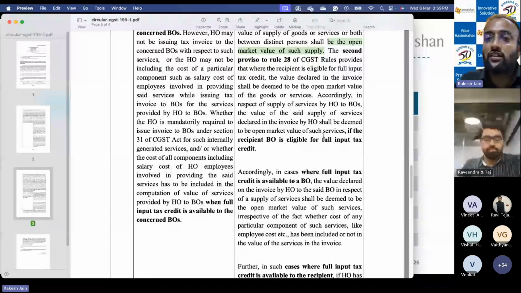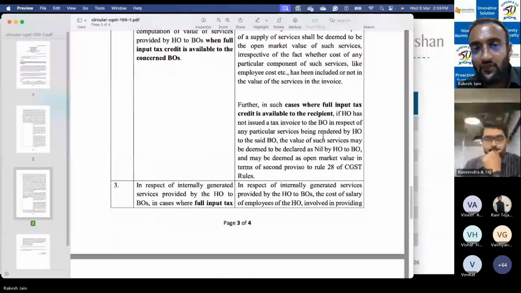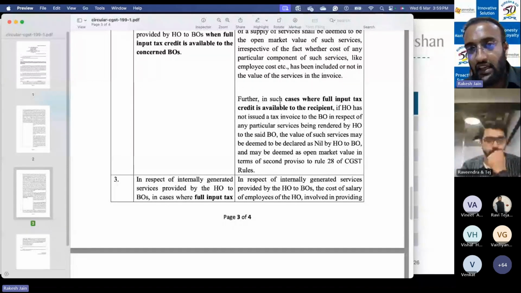That is where I wanted you guys to read this circular and understand. Even if you see in the last paragraph, further, in cases where full input tax is available, if HO has not issued tax invoice to the branch office in respect of any particular services being rendered by HO to BO, that is head office to branch office, the value of such service may be deemed to be declared as nil.